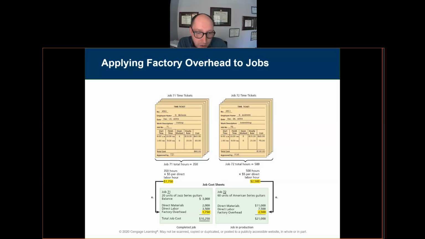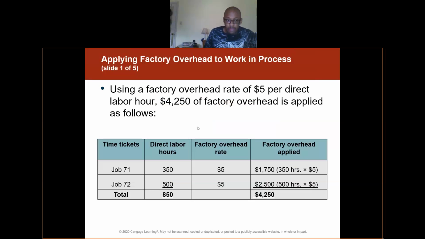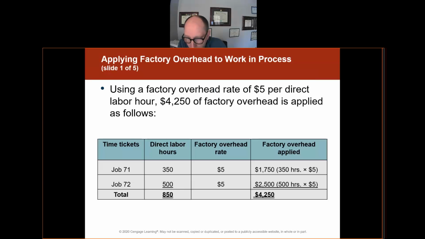And the factory overhead rate is applied to each job, as you would expect. So, like I said earlier, in our example, $5 per hour. If it's $5 per hour and we used 6 hours on this specific job, it's 5 times 6. You see the application process. For example, $5 per hour, we use 350 hours for job 71. That's $1,750. You multiply the factory overhead rate times the hours used per job.